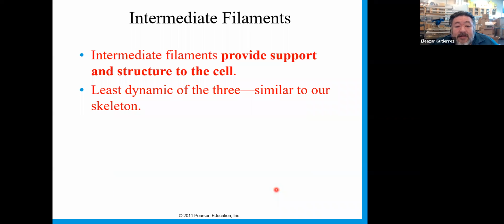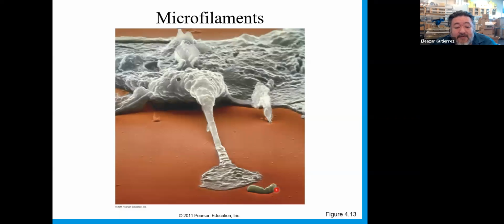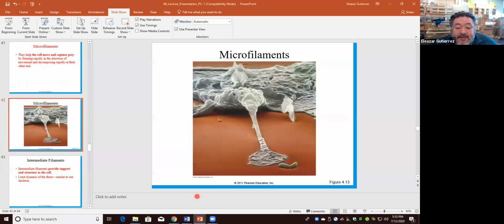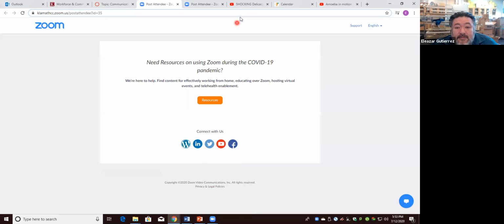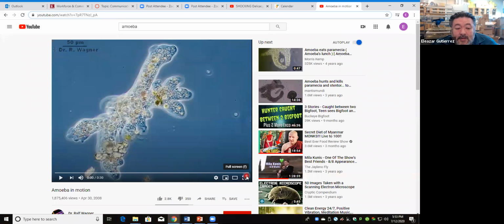So now, before I move on to intermediate filaments, this gives me an opportunity to talk about something very, very cool. Let's see if I can. Hello. Oh, there we go. So I brought up an amoeba, okay?